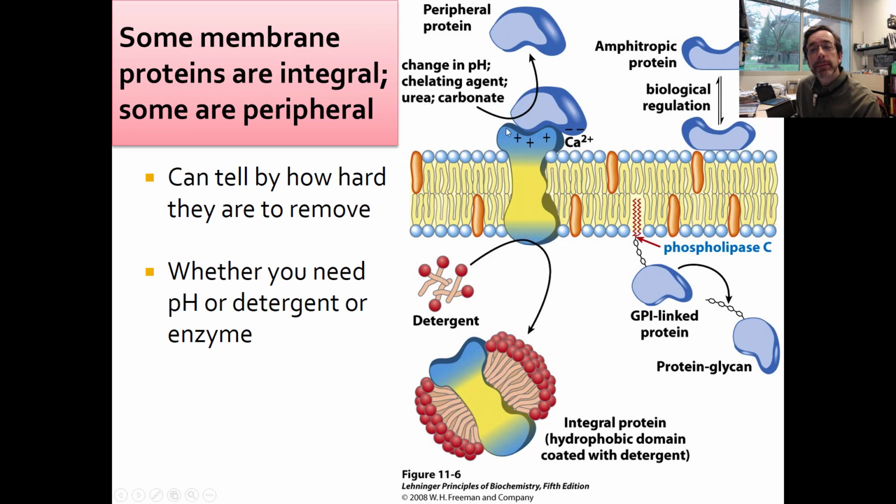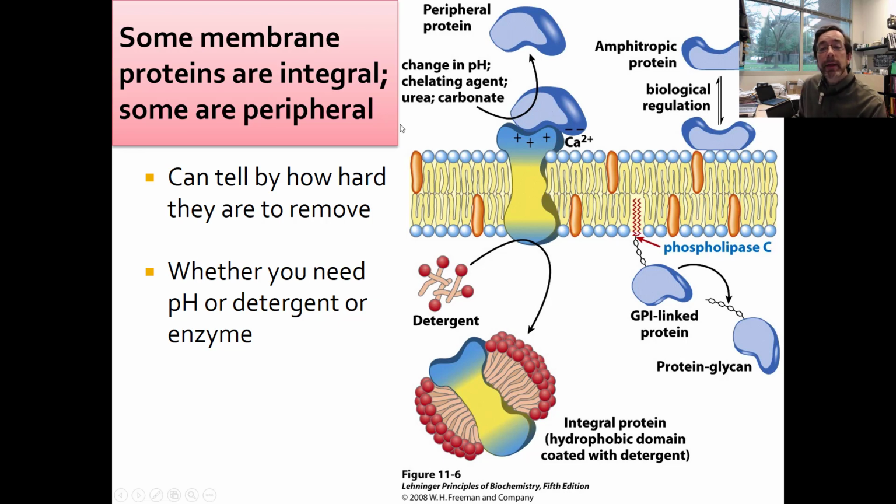On the other hand, peripheral proteins don't require detergent to remove. All they require is a little bit of salt or a little bit of pH change. This indicates that they are held there by ionic interactions, by some kind of charge interaction, and that means that they are just sitting on the head groups as opposed to being embedded in the membrane.